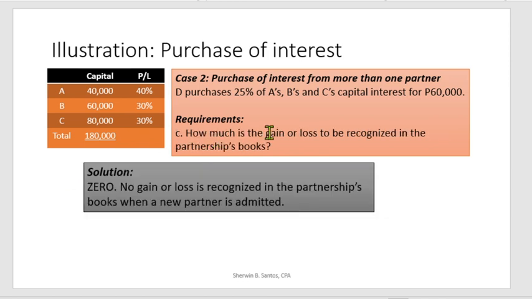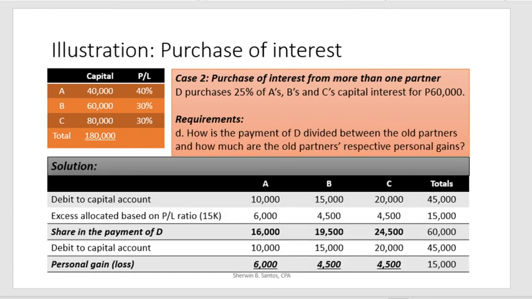Okay, item C. How much is the gain or loss to be recognized in the partnership's books? So the answer is none, zero. How much? Zero. There is no gain or loss to be recognized in the partnership books when a new partner is admitted, because the gain or loss is a personal gain or personal loss of the selling partner. Okay, next. Item D.